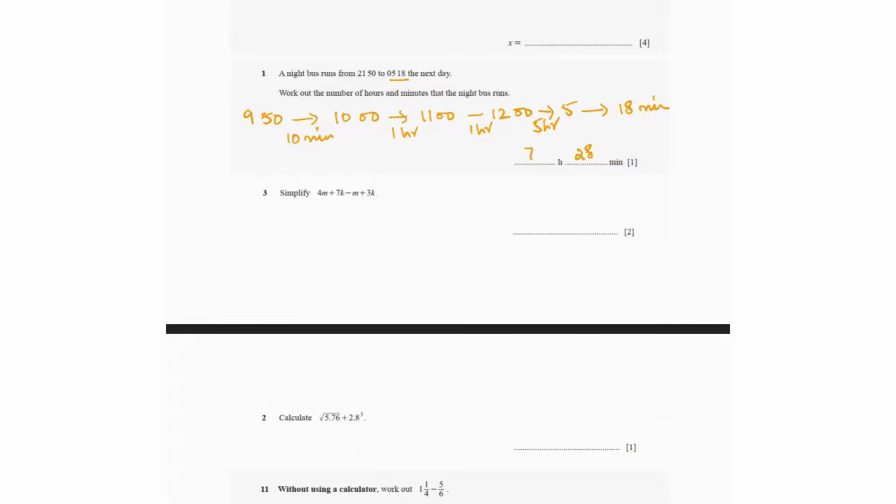So this is what I was talking about initially, collecting like terms. 4m and negative m are like terms. 7k and 3k are like terms. So 4m minus m and 7k plus 3k. Solve the m's with the m's and the k's with the k's. So 3m plus 10k. That's it. You leave your answer at this point. You cannot further add these up because m and k are different variables.